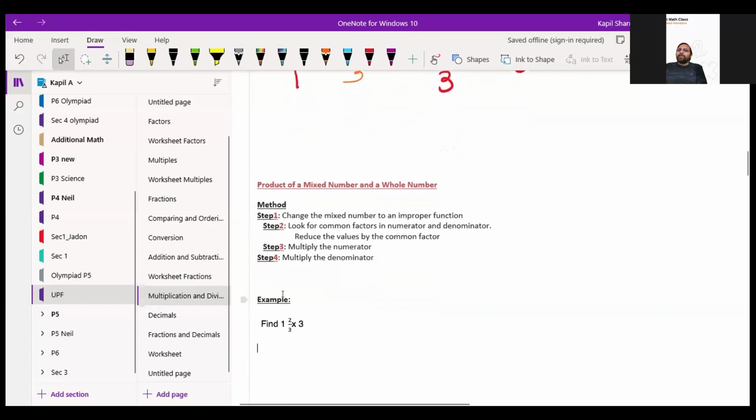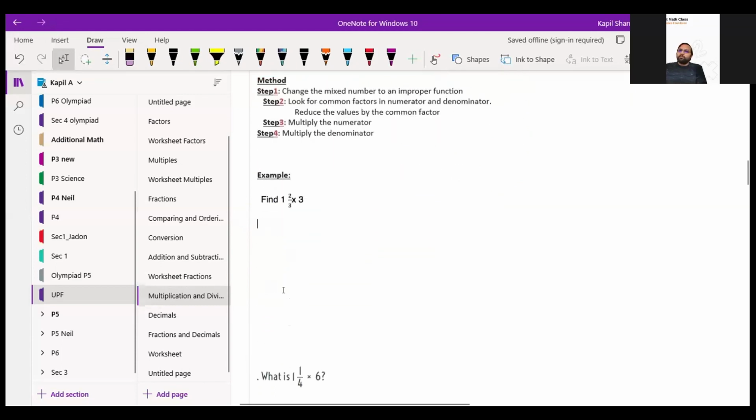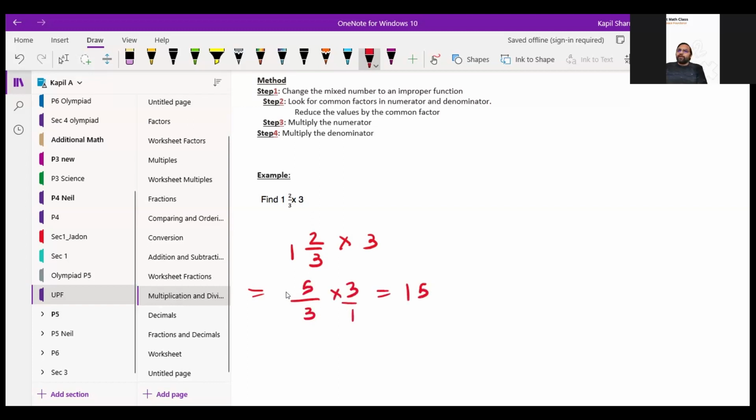Now you can also multiply a mixed number and a whole number. So let's say you have this 1 and 2 upon 3 times 3. So what you can do, you can first convert the mixed number into an improper fraction, right? So this is 5 upon 3 times 3, and which is basically 15 upon 3 or 5. Okay.